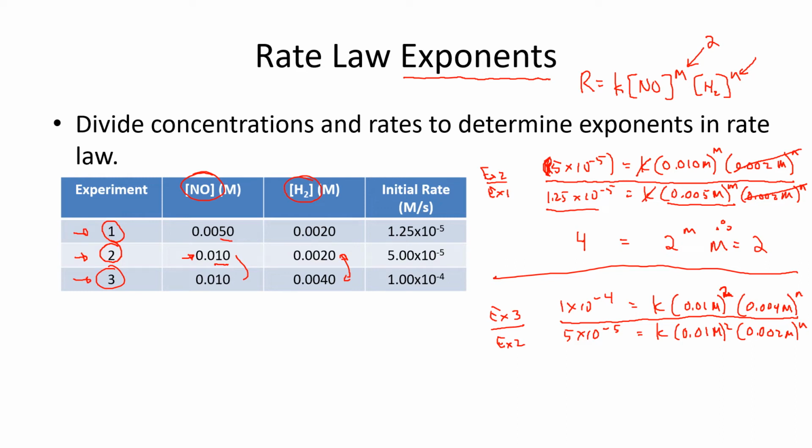Now we go back through and we see the parts that are the same. The constant is the same. The concentration of nitrogen monoxide is the same, so we can ignore all that. And now we need to do a little bit of division. So 1 times 10 to the negative 4 divided by 5 times 10 to the negative 5, that is 2. And then if you take 0.004 divided by 0.002, that is also 2 to the power of n. So in this case, n has to equal 1. So 2 to the power of 1 is 2. So there we go. Now we got both of the exponents. M is 2, n is 1.